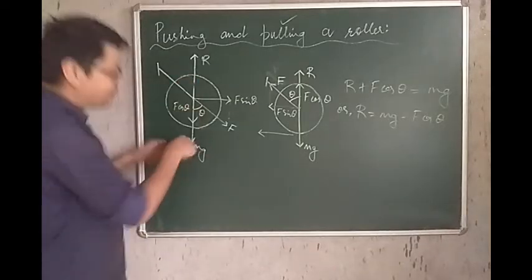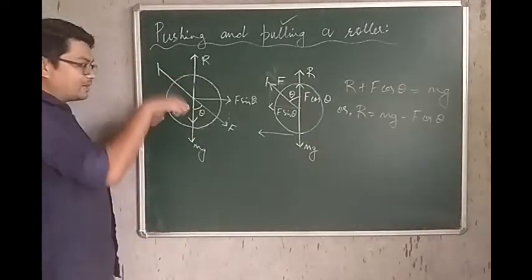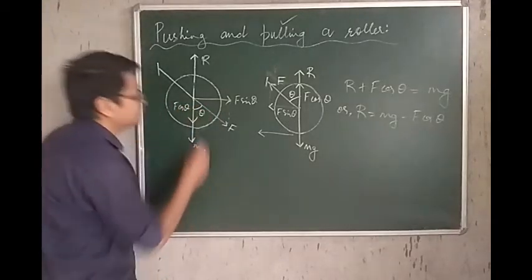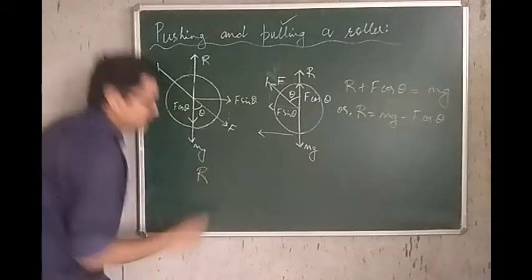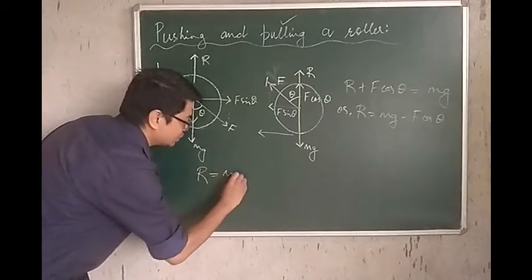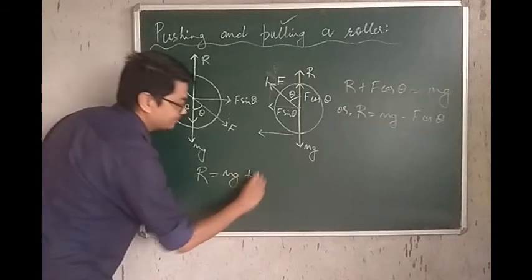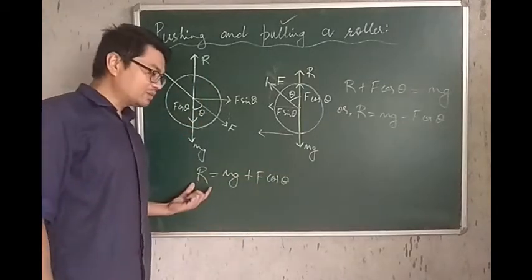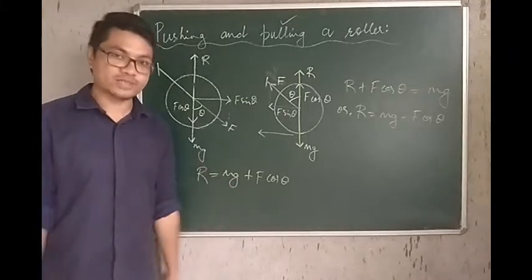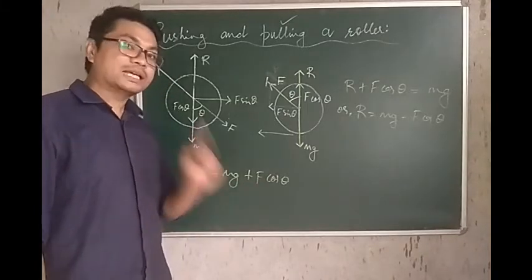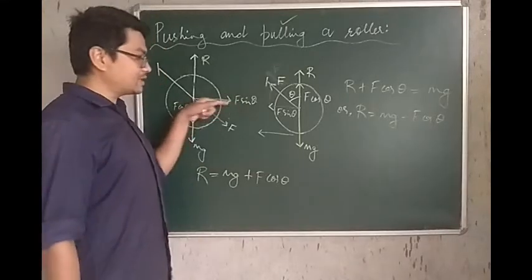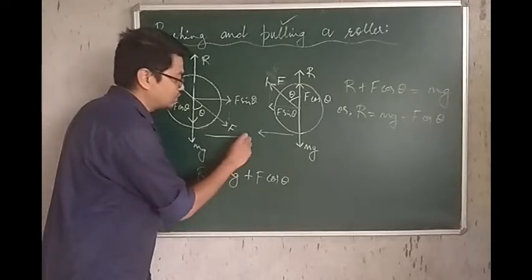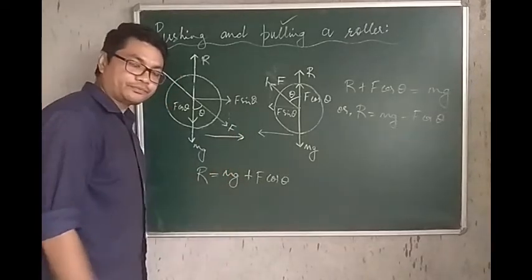So what is happening now? When we apply this force of push F, the normal reaction R is equal to mg plus F cos theta, because F cos theta is acting in the downward direction. So you see that the normal reaction effectively is increasing, so to say, the weight of the body is increasing. And what is F sine theta doing? Because of this component F sine theta of the force, the roller moves in this direction.